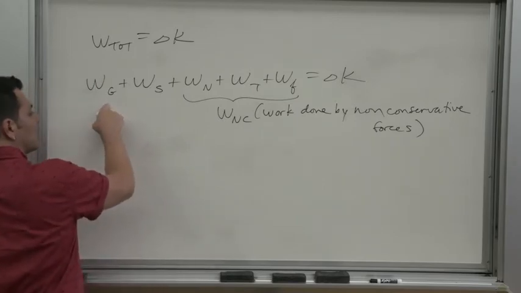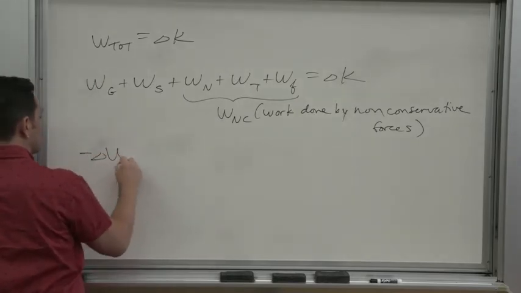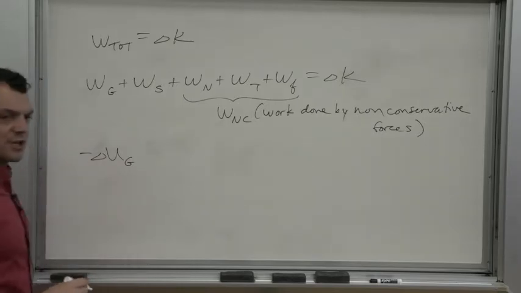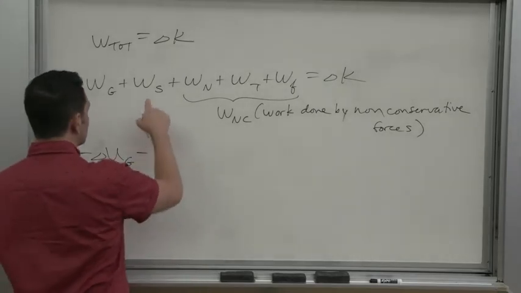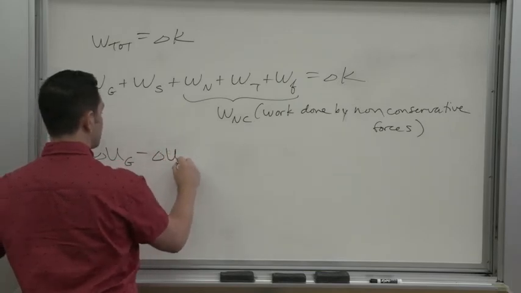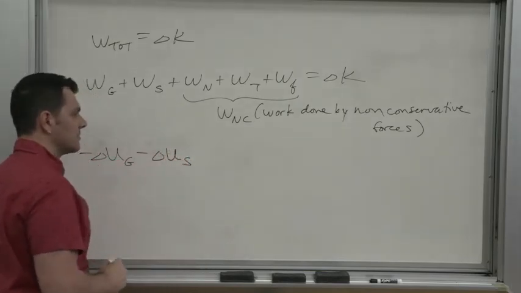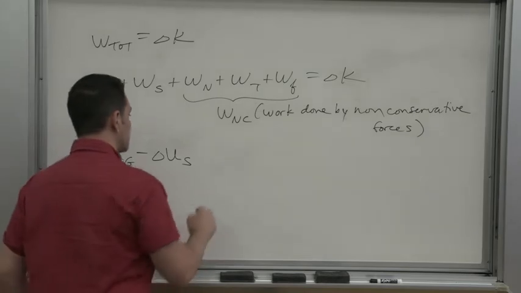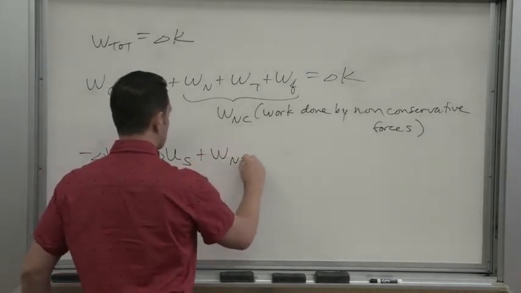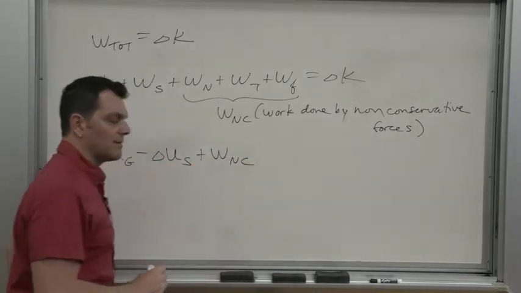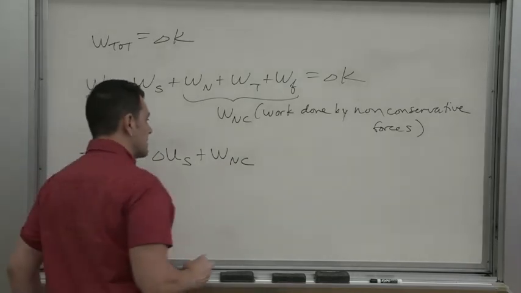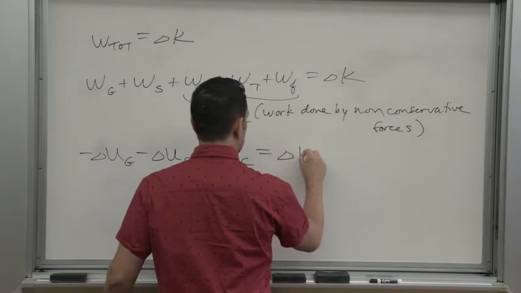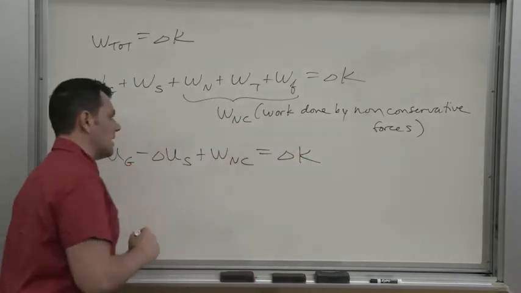Work done by gravity, I can write as minus the change in gravitational potential energy. The work done by spring force is minus the change in spring potential energy. Plus work done by non-conservative forces, I can't do anything about that, I've got to leave it like that, is equal to the change in kinetic energy of the object.